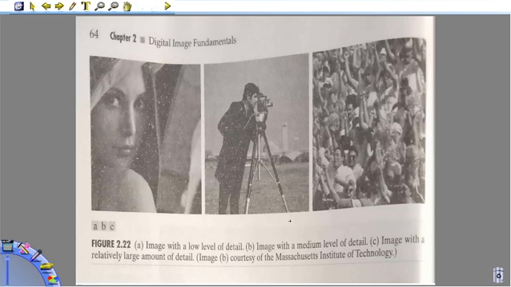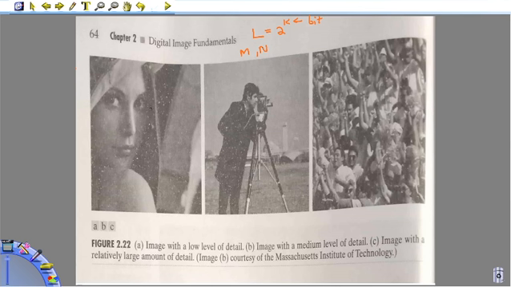Okay, let me start with the previous class. In the last class, you know that L is the number of levels, and it depends upon the number of bits, 2 to the power of k, where k is the number of bits used to represent the picture element. There will be L levels equal to 2 to the power of k. m is the number of rows and n is the number of columns. If the number of rows equals the number of columns, then it is called a square image.